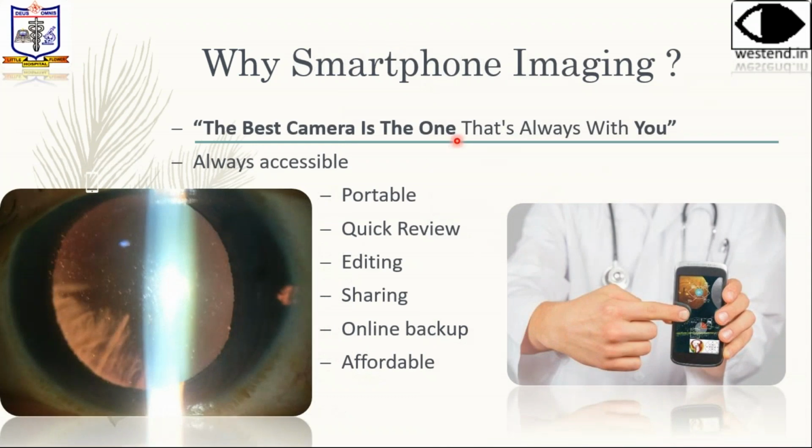So why smartphone imaging? Because the best camera is the one that is always with you. So you always have your smartphone with you. You do not have your fundus camera. You do not have your slit lamp camera. If you are in need of taking a quick photograph, this is the best camera because that is with you. It's portable. You can do a quick review. You can do editing. You can share. You can have an online backup, and it is affordable. On this side, you can see cataract, cortical cataract, and because it's a retroillumination, you can see the peripheral iridotomy.